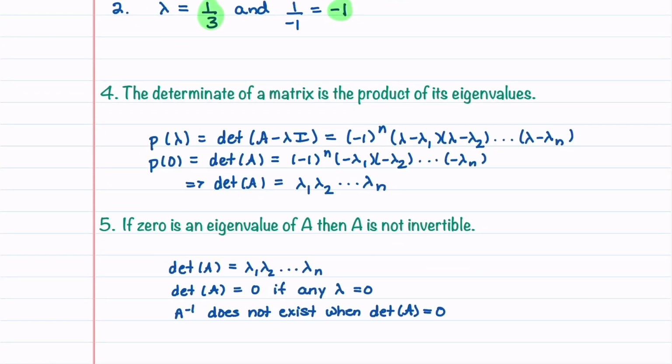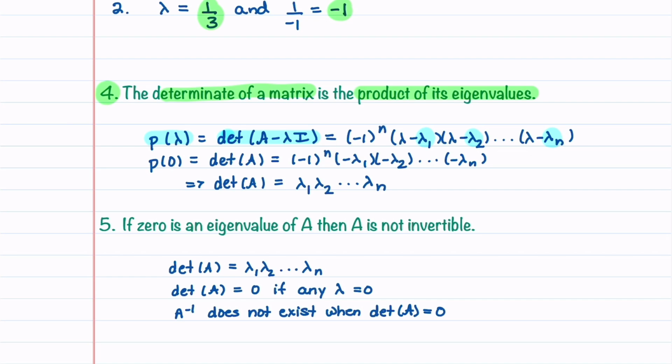Hang with me, we have 2 more properties to go. Our next property tells us that the determinant of a matrix is just the product of its eigenvalues. We saw at the beginning of this video that the characteristic polynomial of a matrix is P of lambda, and it's equal to the determinant of A minus lambda I, and can be written in factored form where lambda 1, lambda 2, all the way up through lambda n are the eigenvalues of matrix A.